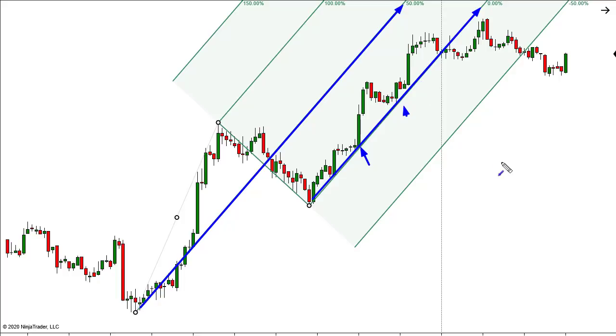Now, you would not want to use this in isolation. You want to use it in conjunction with other tools to make sure that there's really demand coming into the market there. Likewise, this could provide support over here and even over here. So that's your general use of it.